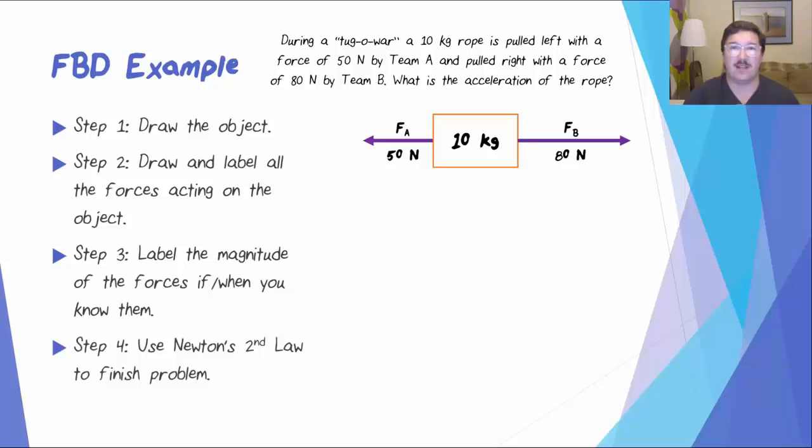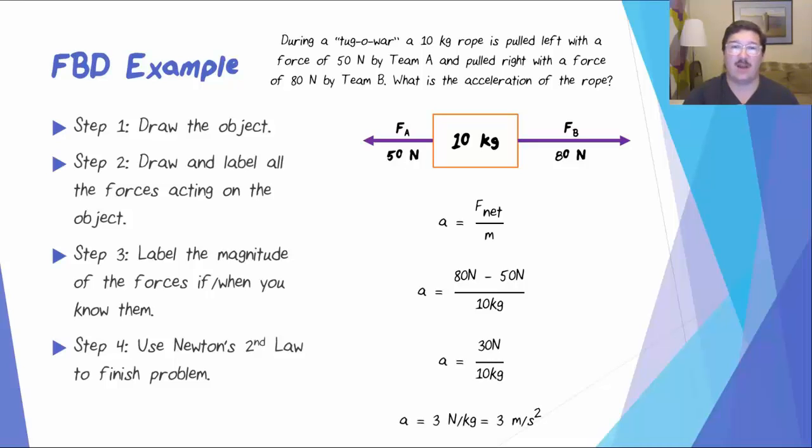And finally, we should use Newton's second law to finish the problem. Newton's second law tells us that a equals F net over m. The net force, which we haven't really talked about before, is either the difference between two forces that are in opposite directions, or the sum of two forces that are in the same direction. In this case, F net is 80 newtons minus 50 newtons, and we put that over the 10 kilogram mass.